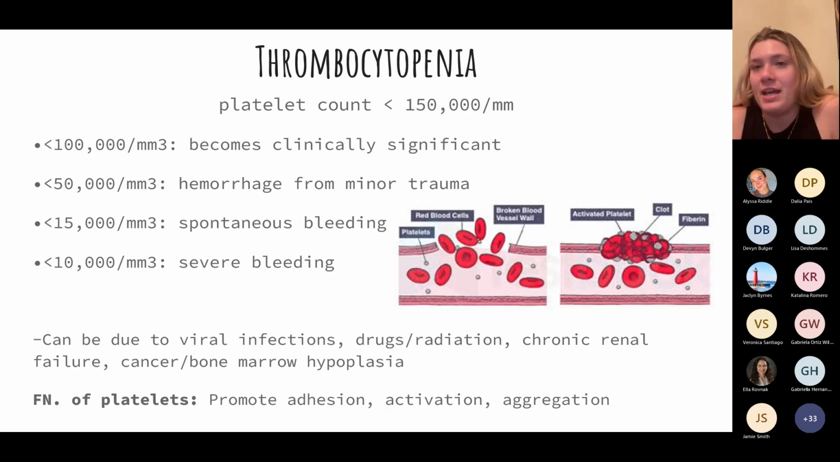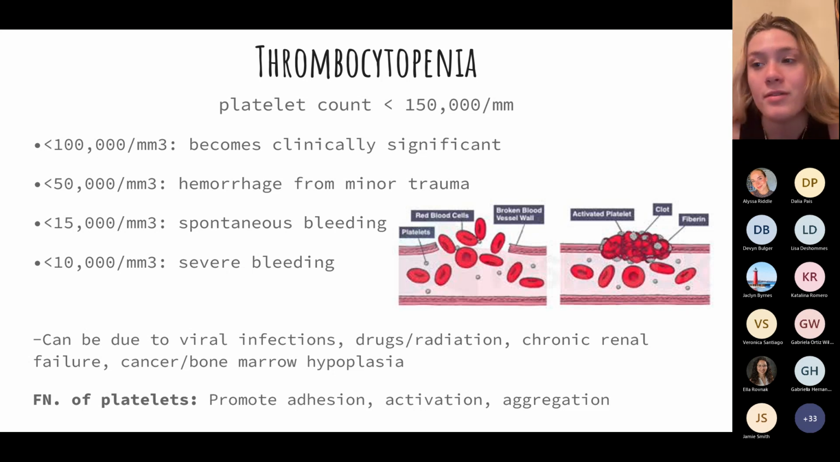So thrombocytopenia, this is related to our platelet counts. What do our platelets do? They help us form clots, okay? So if I have a decrease in platelet count, I'm going to be at increased risk for bleeds. Certain drugs, infections, renal disease, cancers can cause thrombocytopenia.